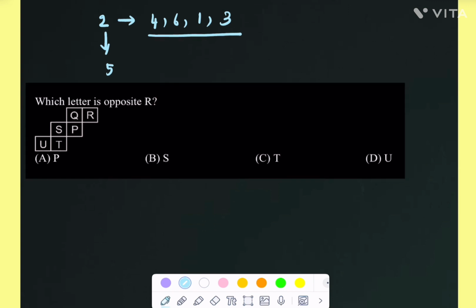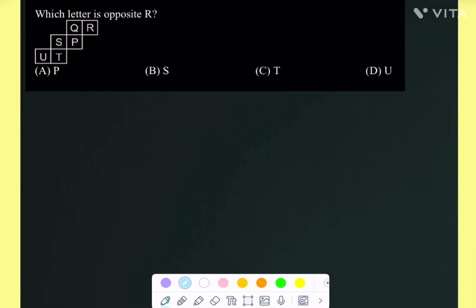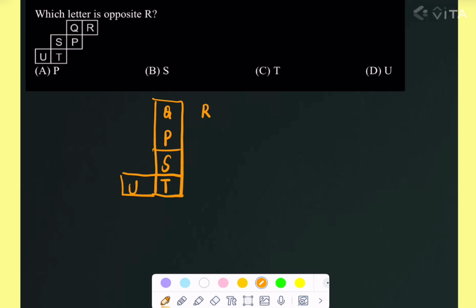And see here also, they are asking which letter is opposite to R. We'll check once. If I take the SRT value, with S and T, S and P are adjacent letters only. I can write P here also. So P and Q I can write here, R will come here, U will come here, right? So your die will convert into this particular format. Clear? Your die will convert into this particular form.